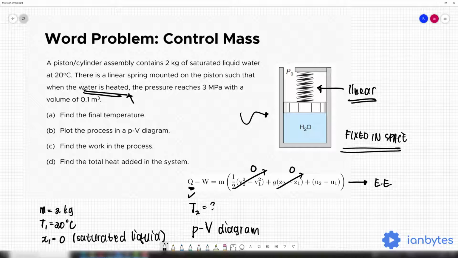Whereas sa ating problem, makikita natin na itong piston na ito, this one over here, can move upward or downward, depende na lang sa pressure ng fluid na nasa loob, which means that there is expansion or compression, which means that work here is not equal to 0. So, we cannot drop it out. We also know that the internal energy is dependent on the temperatures of your fluid. And in this situation, since we are heating the fluid inside, we would expect changes in temperature and therefore changes in internal energy. Therefore, U2 and U1 will not vanish in the equation.